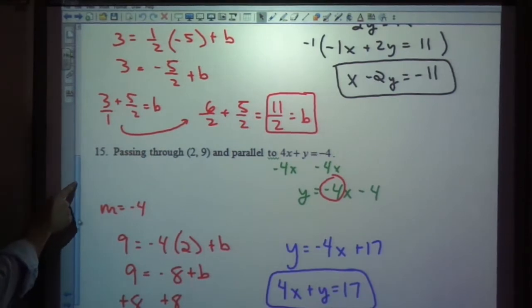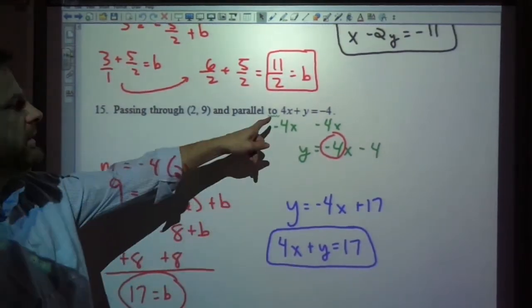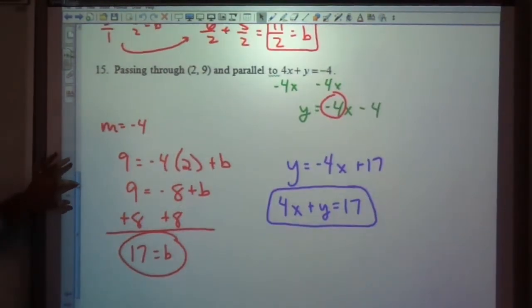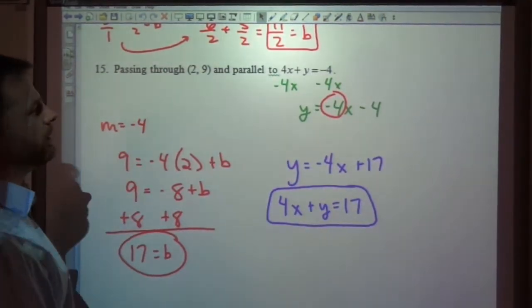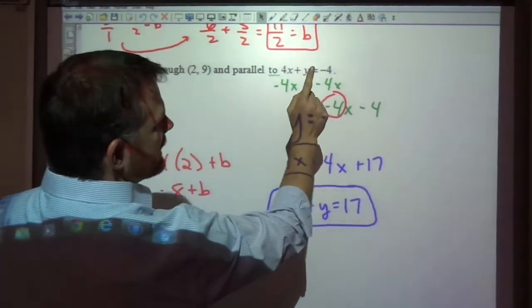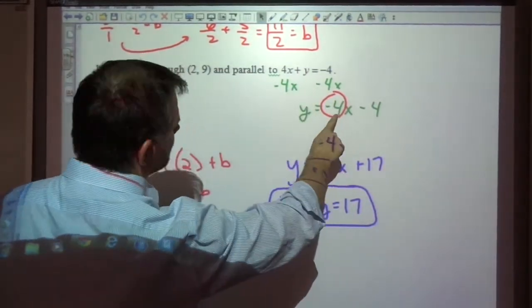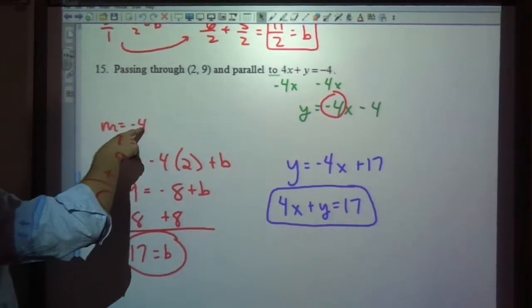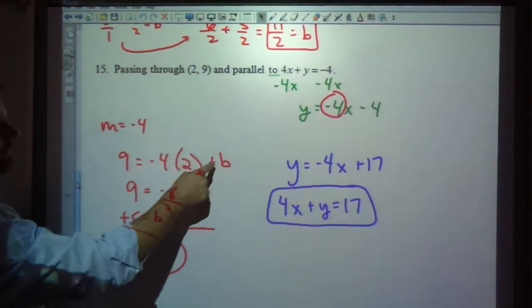Number 15. It is parallel to this line, so that means I need to find the slope on this line and use the same slope. If I put it in slope-intercept form, I see that the slope on this line is negative 4. My line is parallel, so I'll use the exact same slope. And I've got my y, my m, my x, and I find b.